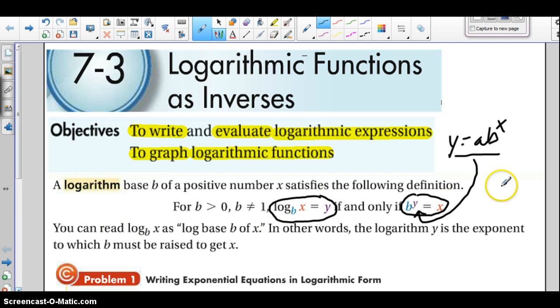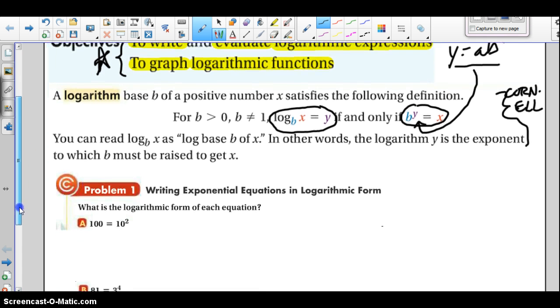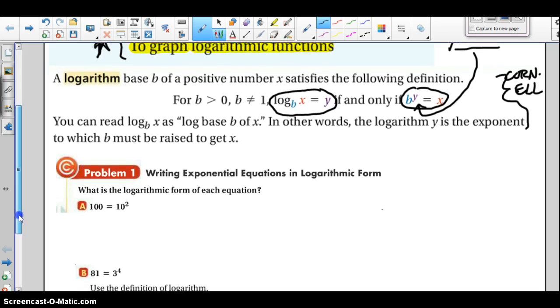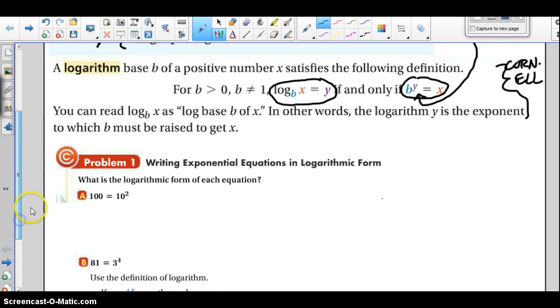And this would be very good notes for your Cornell note-taking system right here. Also make sure in your Cornell notes that you've got these objectives down. Let's take a look at writing a logarithmic function from an exponential equation.